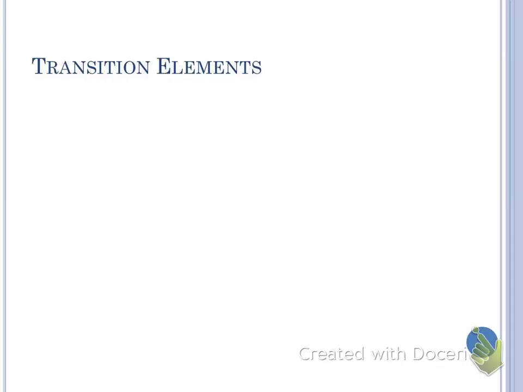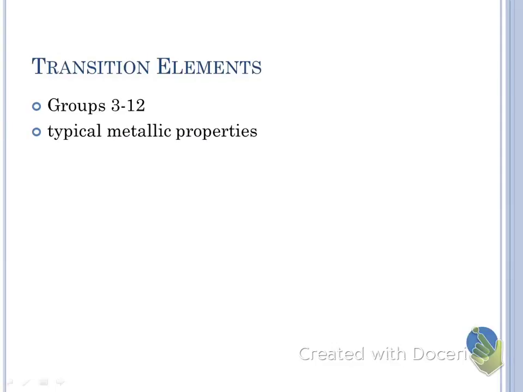Okay, now we're going to look at what we call the transition elements or the transition metals. These are groups 3 through 12, so this chunk right in the middle here. Okay, I call those the transition metals because they're all metals. So sometimes your book calls them the transition elements. It doesn't make a huge difference. But you'll hear me call them the transition metals.